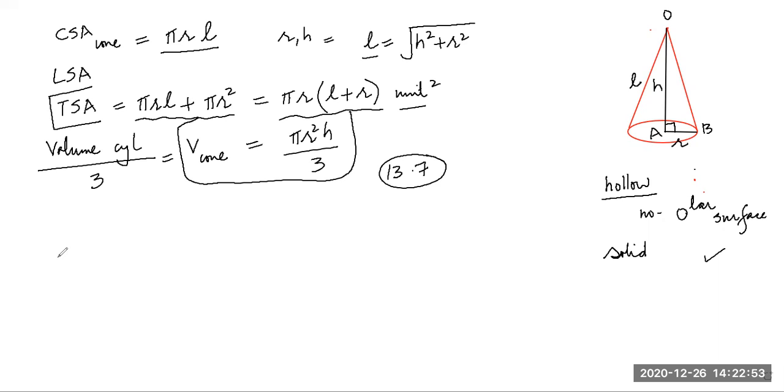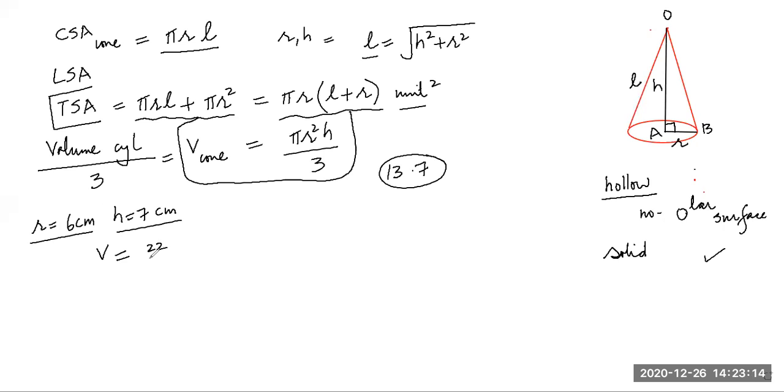So the volume of the right circular cone with radius 6 centimeter. Radius is how much? 6 centimeter, and height is equal to 7 centimeter. Okay, so we will find the volume. So what is the formula for the volume, Adi? Pi r square h divided by 3.